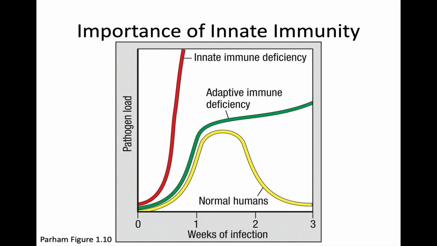But I think this is one key way to understand that importance. In this graph, you are looking at time on the x-axis and amount of a particular microbe on the y-axis. And we can start by looking at the yellow line, which is kind of the idea of what should happen in a normal individual. You can see that the microbe infects the person, and that microbe reproduces, potentially exponentially, up until some peak level.